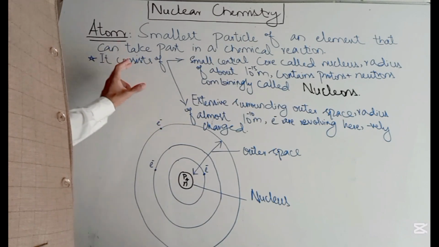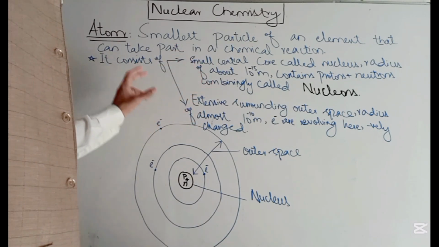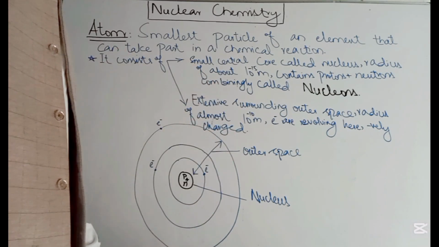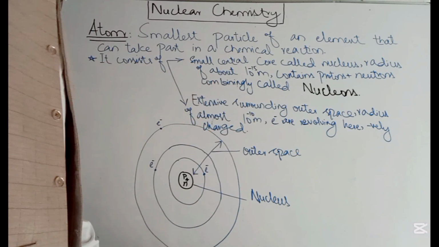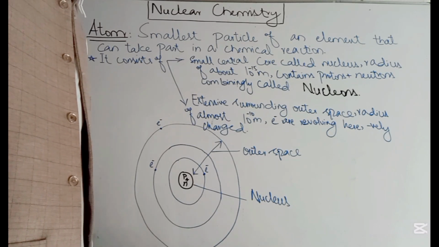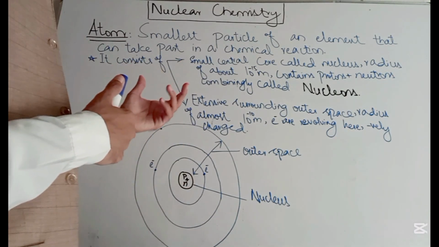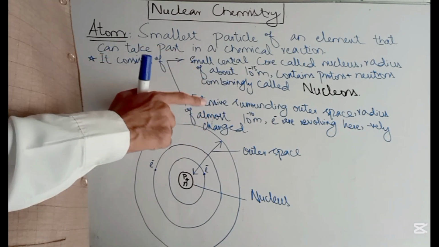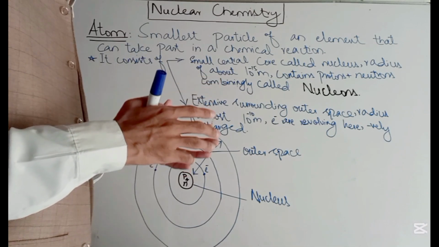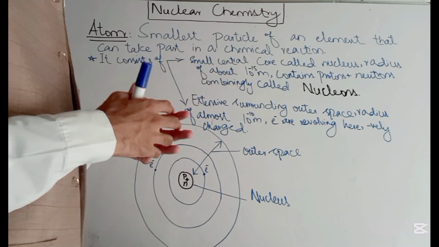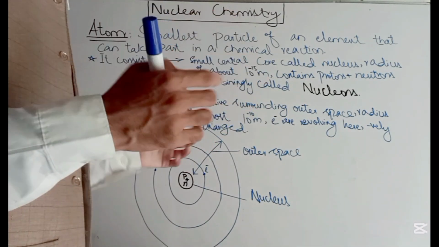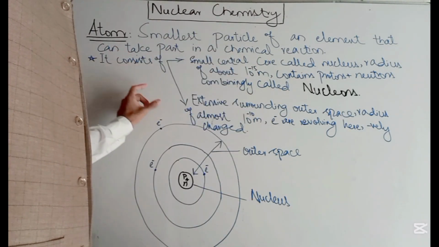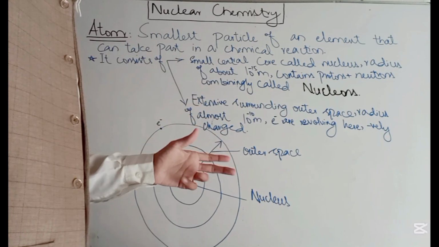So first of all, we must have a short introduction of the atom. The most simple definition of an atom is that it is the smallest particle of an element that can take part in a chemical reaction. A small amount of an element is made up of millions of atoms. So chemical reactions take place at the level of the atom. The atom is necessary to perform a chemical reaction.